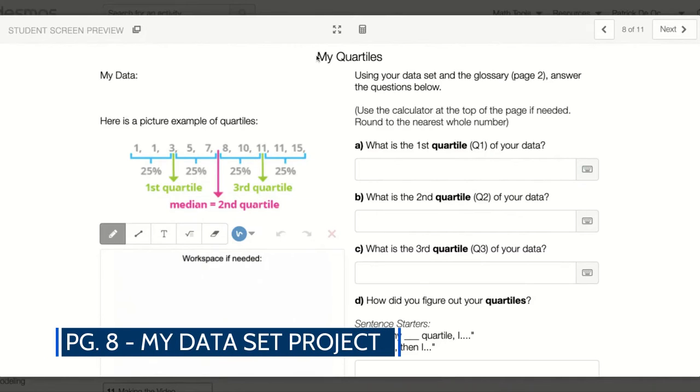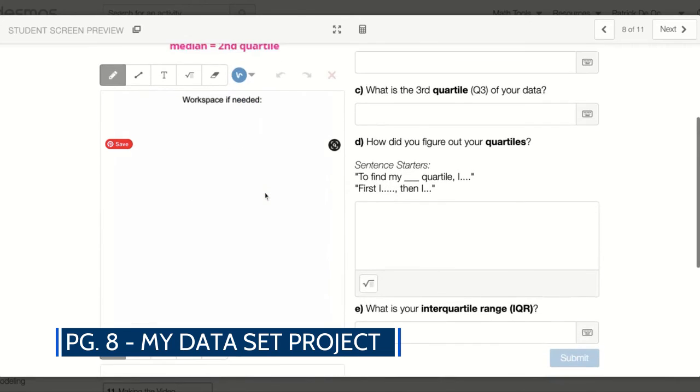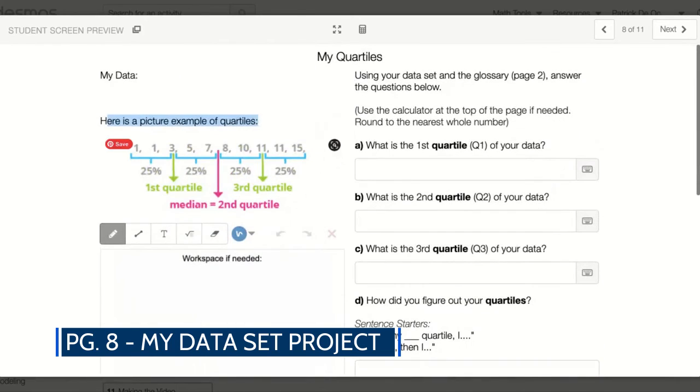8, my quartiles. If you did your data on the previous, I think it was page 2, if you did your data on page 2, your data will show up here. Here's a picture example of quartiles. This is where your first quartile is. This is where your second quartile is. This is where your third quartile is. Here's your workspace if you need it.